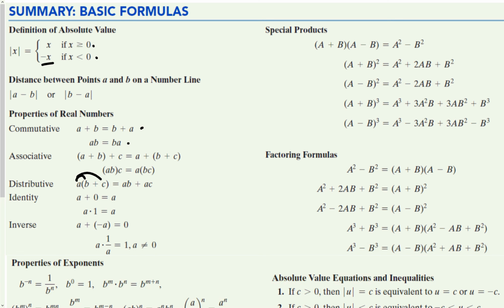For inverses, the definition of an inverse is the thing that you add or multiply to get back to the identity. So in addition, we want to get back to 0. For multiplication, we want to get back to 1. So opposites, a plus negative a, add together to give you 0. A times 1 over a, reciprocals, multiply together to give you 1. All those are just basic properties. We really won't have too much that you have to memorize for this test.